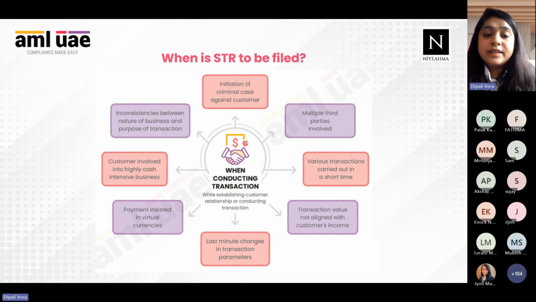If they are insisting on payment in virtual currencies, that is also one of the reasons where an STR could be filed. If any of your customers is involved in highly cash-intensive businesses, even that is something for which an STR could be filed.